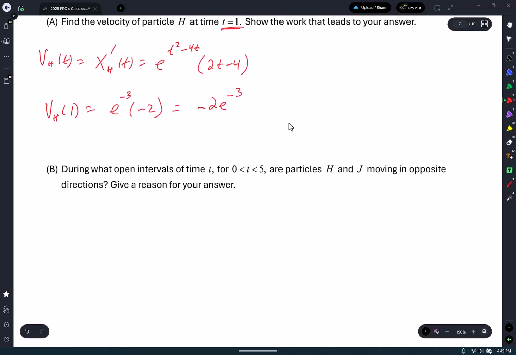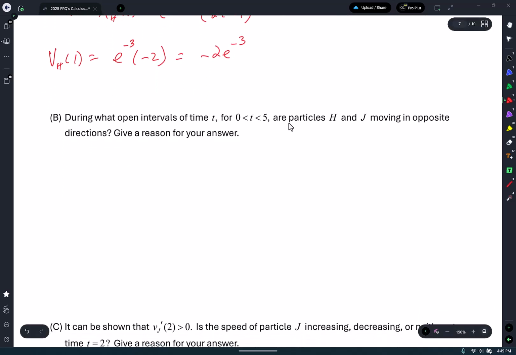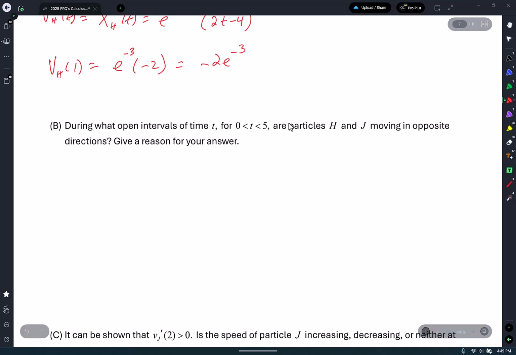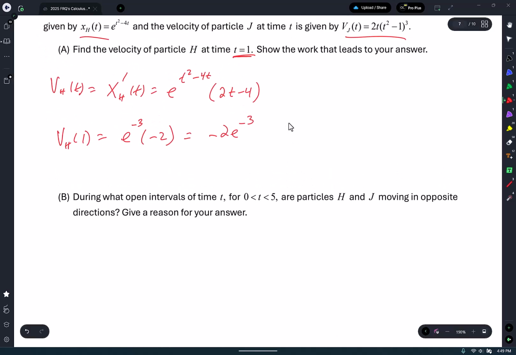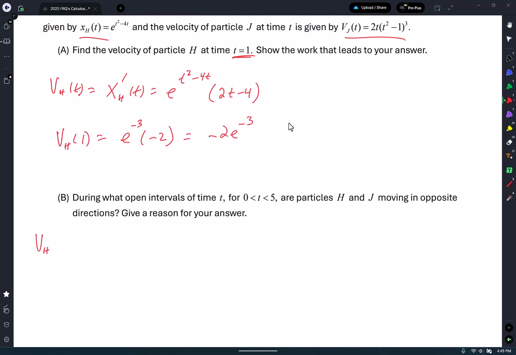That might come into play right now. Let's see. Letter B. During what open intervals in the time t between 0 and 5 are particles H and J moving in opposite directions? Okay, I already got the velocity for H. It is e to the t squared minus 4t times 2t minus 4.